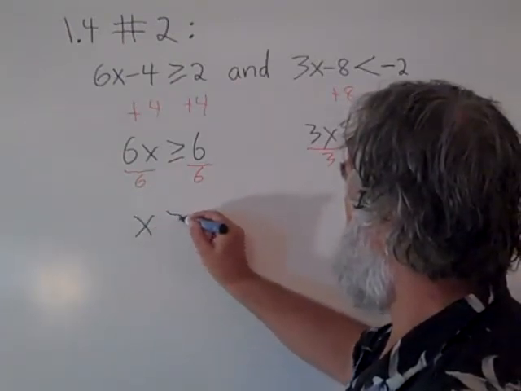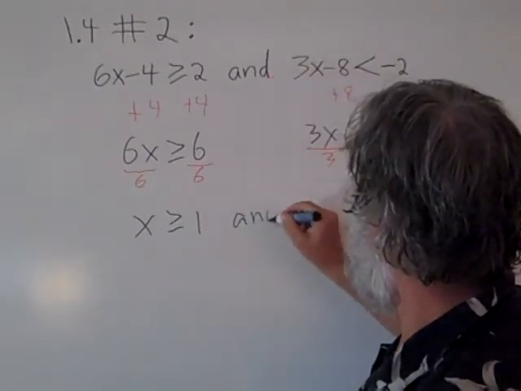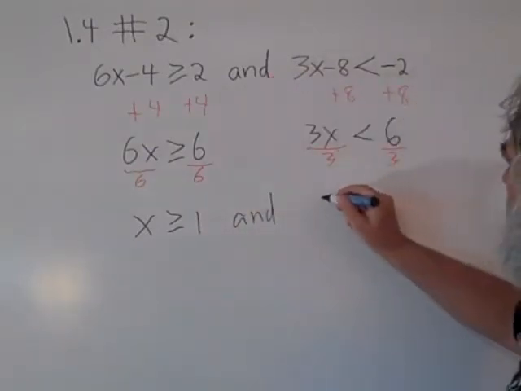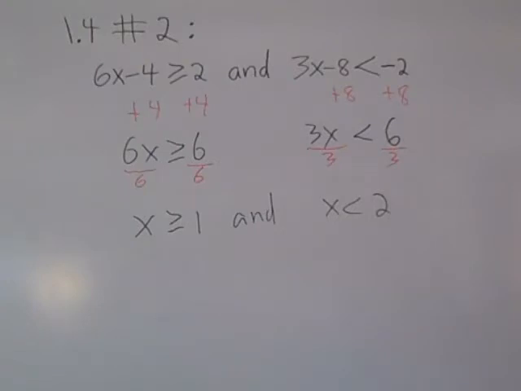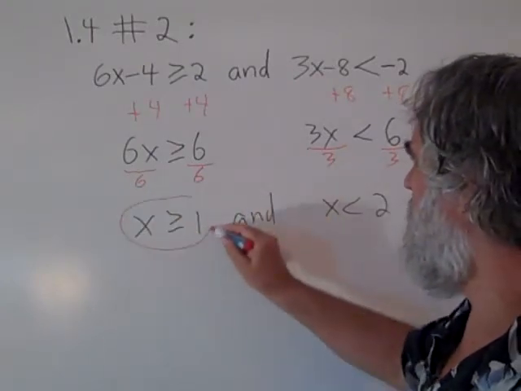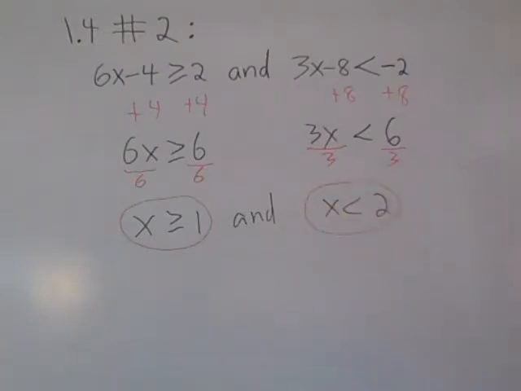We're then left with x is bigger than or equal to 1, and at the same time we want x to be less than 3 goes into 6 2 times. So this is our solution. x has to be bigger than or equal to 1, and at the same time x has to be smaller than 2.